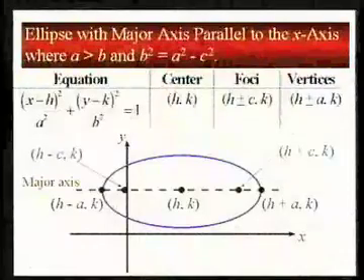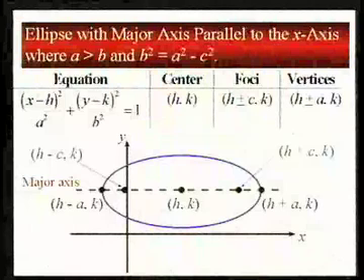We're now going to discuss ellipses whose center is not at the origin. The idea is the same as the parabolas whose vertex wasn't at the origin. We're simply going to shift the graph horizontally h units and vertically k units. Let's look at the forms of the equation of ellipses whose center is not at the origin.